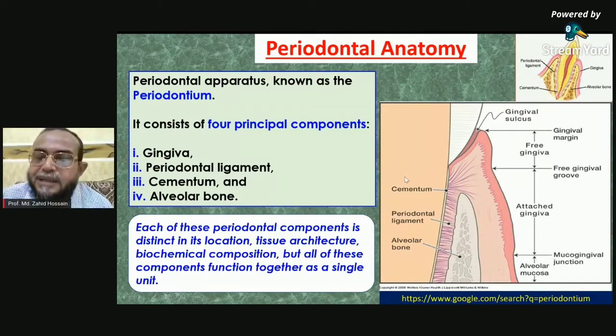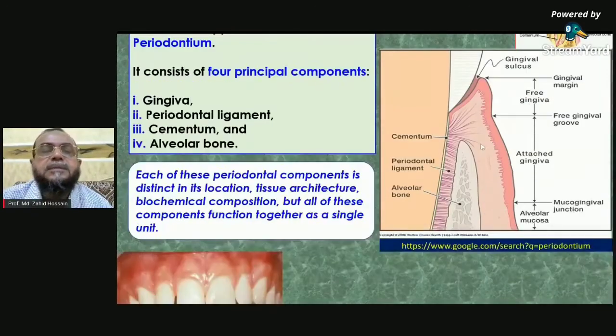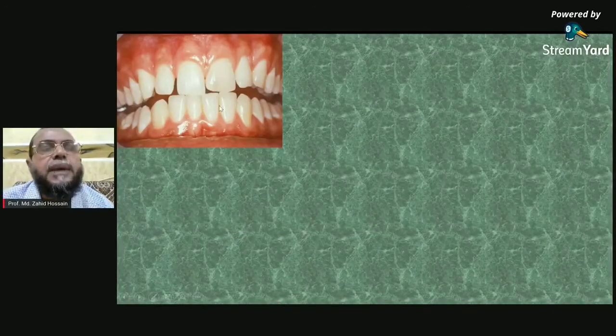This whole structure, the periodontium, works as a single unit. If one part is affected, the other parts also gradually become affected. So we can think of these four parts, the cementum, periodontal ligament, alveolar bone, and the gingiva, as a single unit. Now see, this is a normal clinical picture, normal gingiva. You can see the gingival color, contour, texture. If you touch it, you can feel that the stippling is there, no? And gingival size. So all things are related to a healthy condition here.